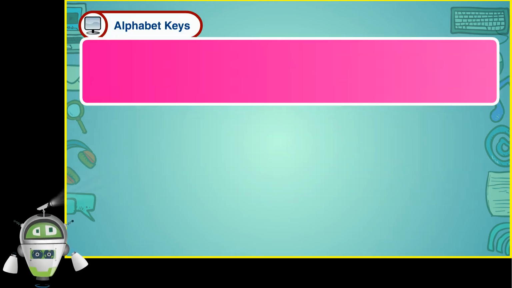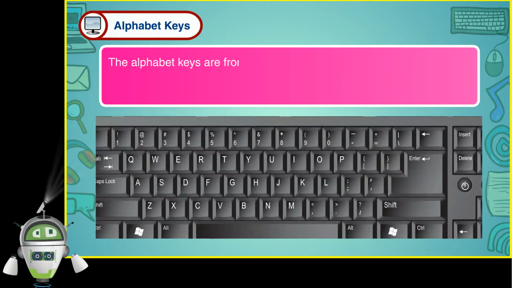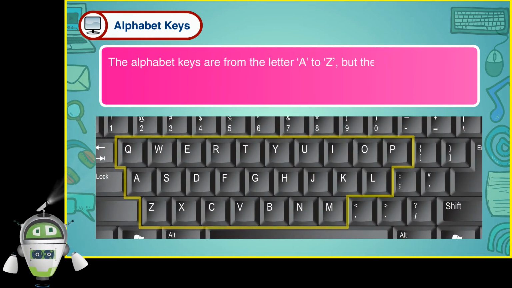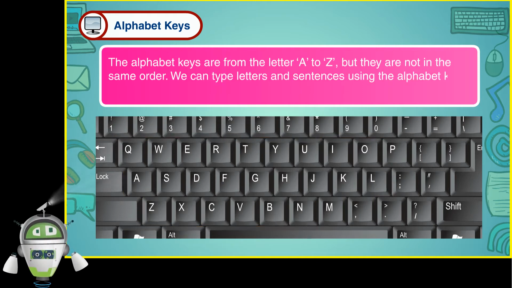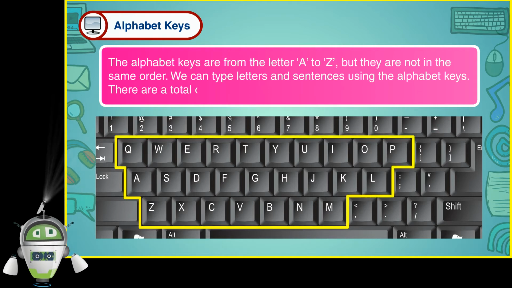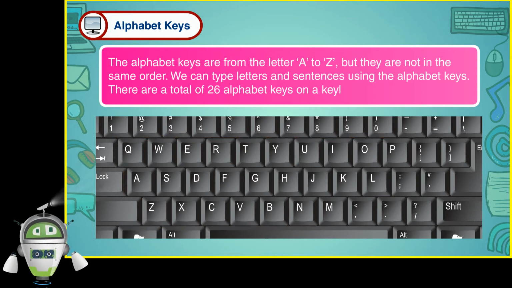Alphabet keys. The alphabet keys are from the letter A to Z, but they are not in the same order. We can type letters and sentences using the alphabet keys. There are a total of 26 alphabet keys on a keyboard.